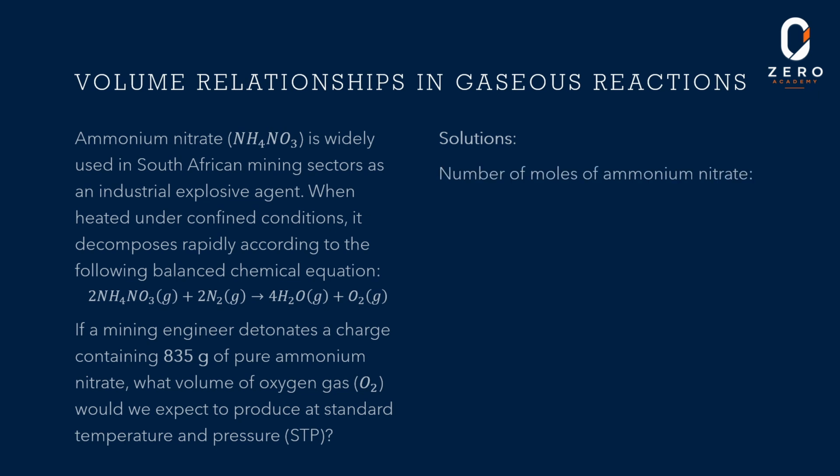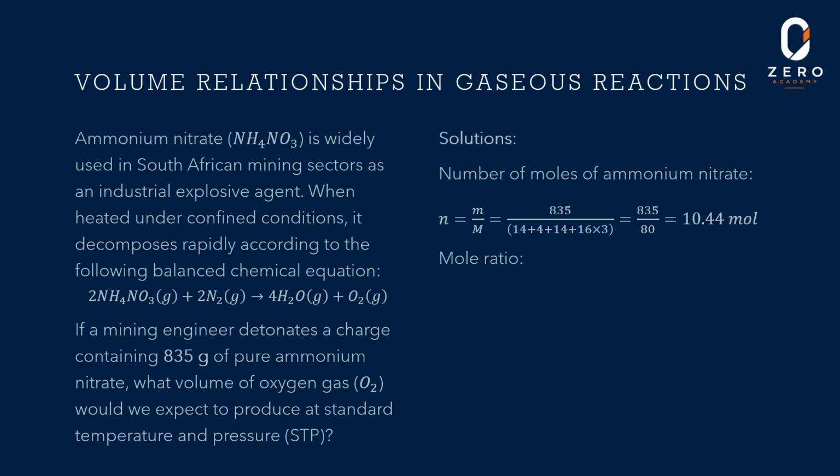First, we're going to calculate the number of moles of ammonium nitrate, which is our reactant. We're going to say number of moles equals mass over molar mass, like we've always done, and substituting in the mass and the molar mass, we'll have 835 divided by 14 plus 4 plus 14 plus 16 multiplied by 3, and that will give us a molar mass of 80, and hence we'll have 835 divided by 80 to give us a number of moles of 10,44 moles.